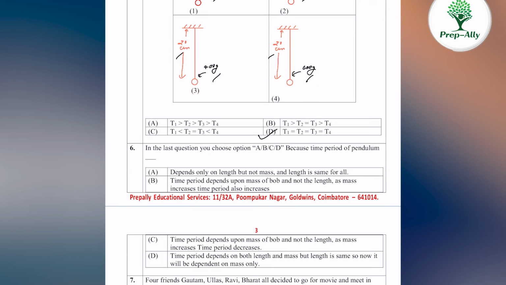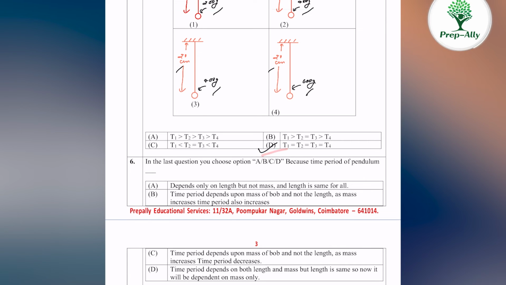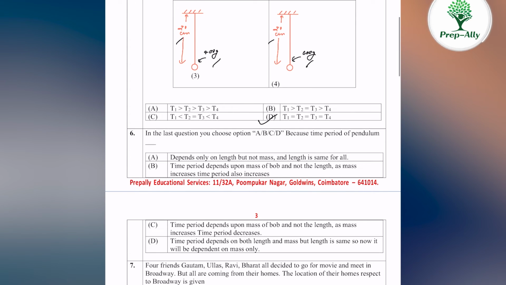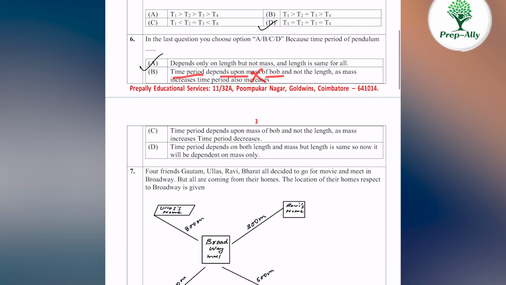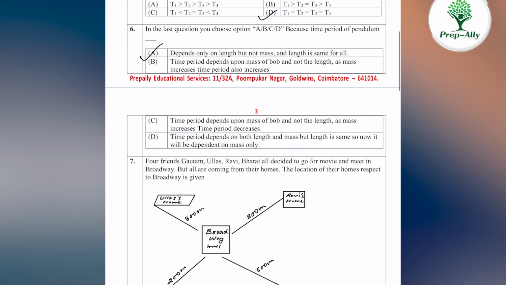Now the next question is again related to this question itself. It is saying, in the last question you chose option A or B or C or D because of the time period of the pendulum. What we are saying is the time period is the same. Why is it the same? Because the length of all the pendulums is the same. That's why we have chosen this. So option A is saying it is dependent on only length but not mass, and the length is the same for all. That is correct. That is the reason. Now second, it is saying time period depends upon the mass of the bob. That is wrong. It does not depend upon mass, so discard it. Time period depends upon mass, again wrong. Time period depends upon both length and mass. That is also wrong. So A will be the correct option.